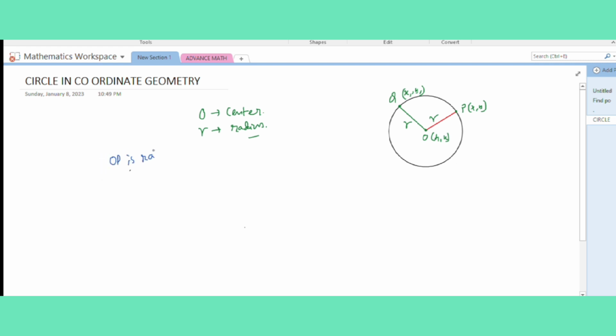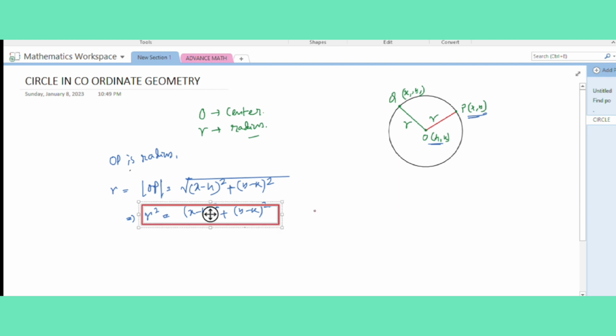So mod of OP, that is the distance, equals root under, definitely the distance formula will apply here. What is the distance formula? P(x, y) and O(h, k). So x minus h whole square plus y minus k whole square. And OP equals r, so you can write r square equals x minus h whole square plus y minus k whole square. So we'll get the equation of circle with the radius r and having the center at h, k.